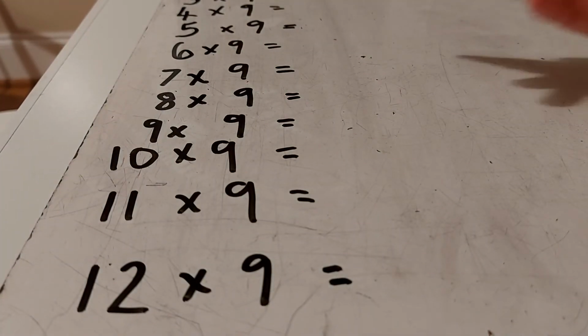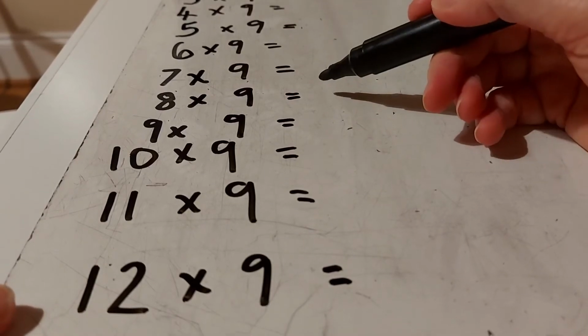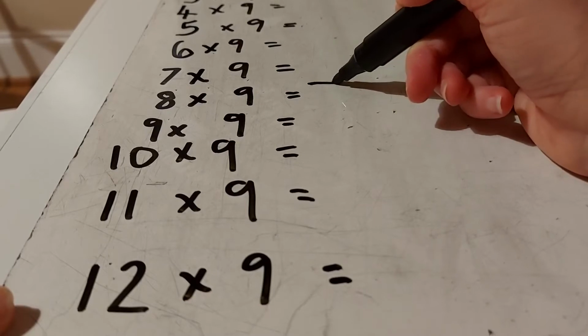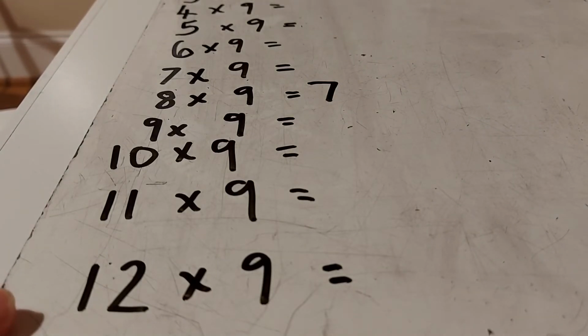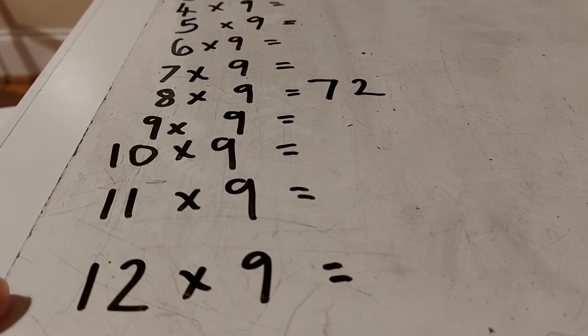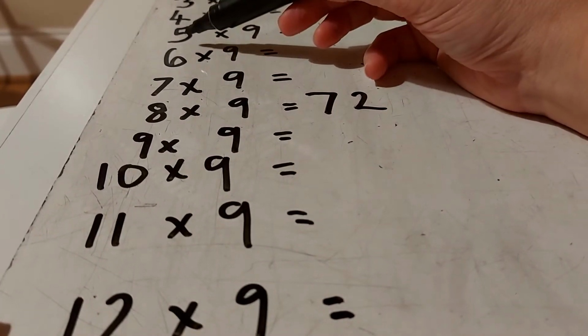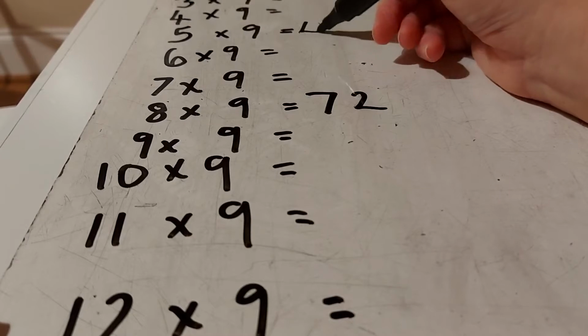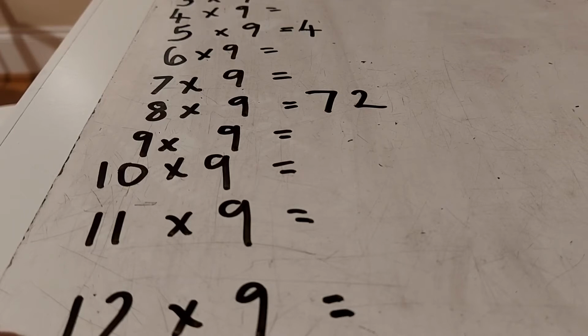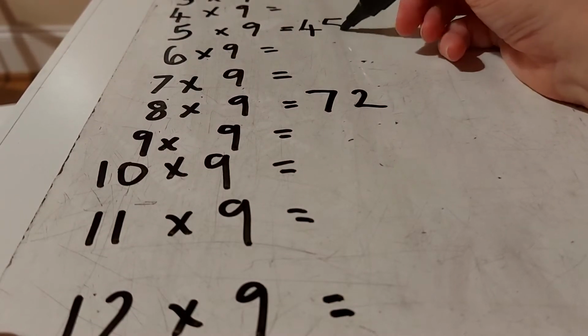If I wanted to work out 8 times 9, for example, if I subtract 1 from the 8 and put a 7 there, and then I think to myself, what do I add to 7 to make 9? Well, the answer is 2. So you see how quickly I can work out the 9 times table. Let's try 5 times 9. If I take away 1 from 5, the answer is 4. And then if I think to myself, what do I add to 4 to make 9? The answer is 5. Okay?